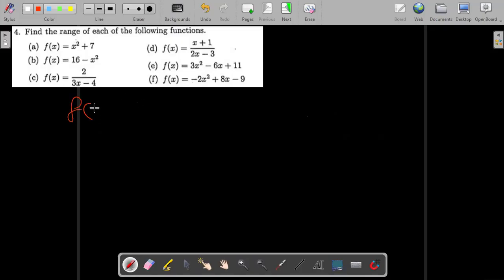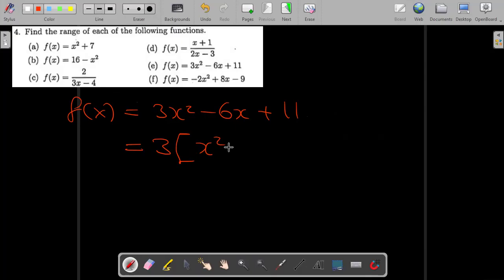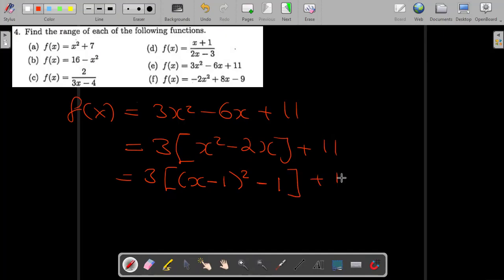So if you have this function f of x being equal to 3x squared minus 6x plus 11, I want to complete the square on this. So I'll factor out a 3 there, such that I have 3 times x squared minus 2x, then plus 11 there. Then complete the square on this: the coefficient of x is negative 2, half of that is negative 1, and I square it, which just gives me 1. Then this will be plus 11 there.